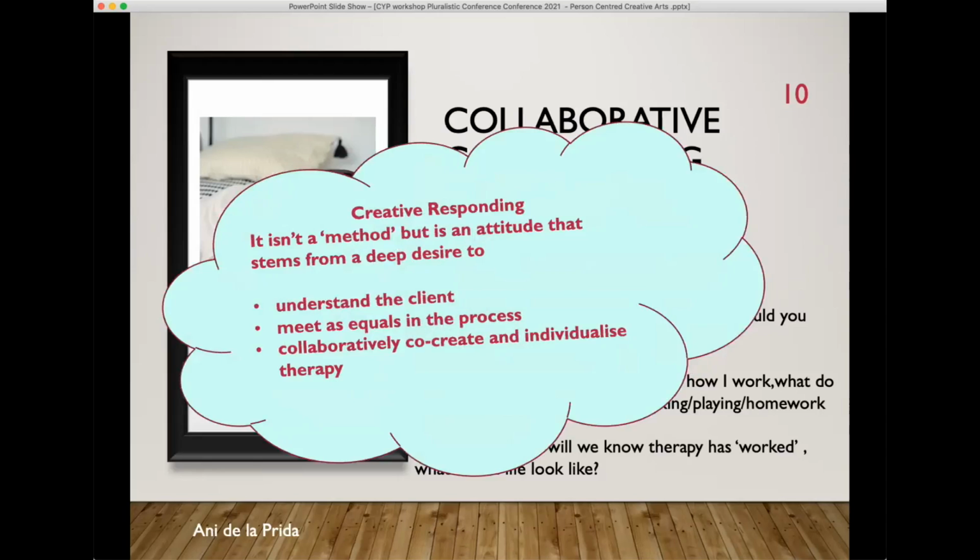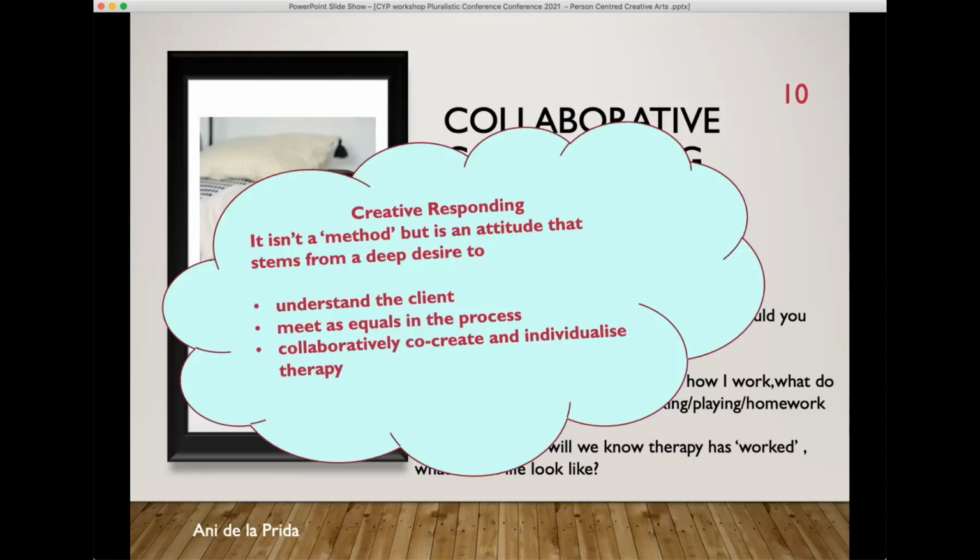But I think responding creatively, it's not a method. So although I'll show you a couple of little tools, they're not the thing that makes a difference, really. It's an attitude. It comes from having an attitude of deeply wanting to understand the client and a deep respect for meeting as equals with a 5 and a 6 year old even. For really having a respect for them and their capacity to collaboratively co-create and to individualise therapy. Does that make sense?